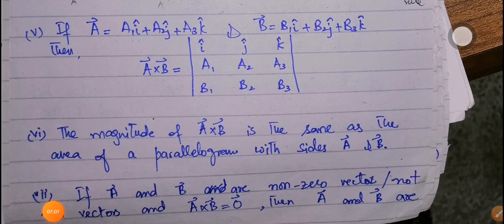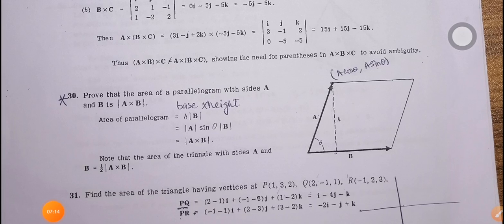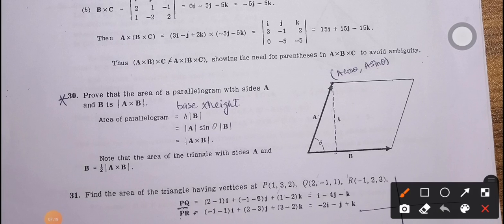The next property is saying that the magnitude of a cross b is the same as the area of a parallelogram with sides a and b. So here we are going to prove it in question number 30, that the area of a parallelogram with sides a and b is basically the magnitude of a cross b.